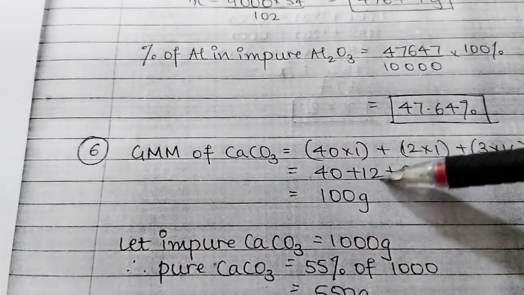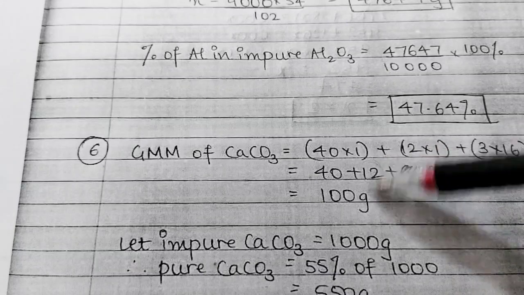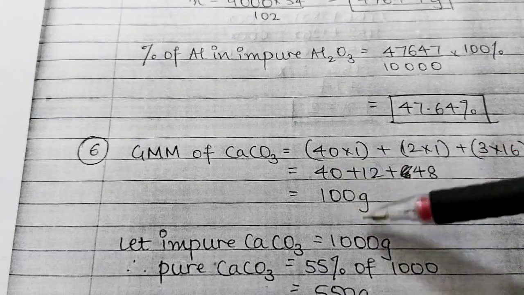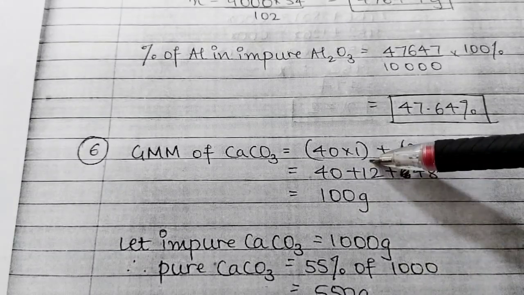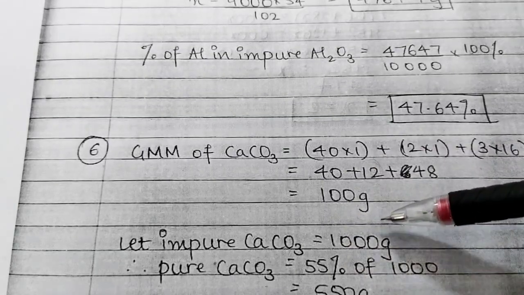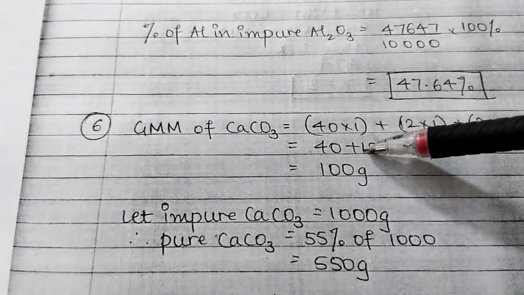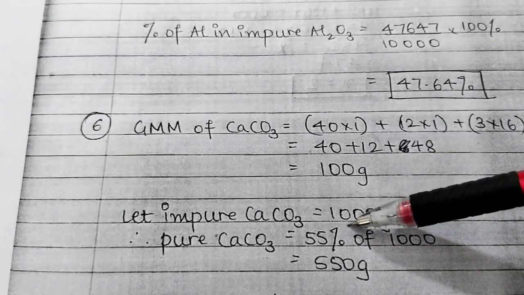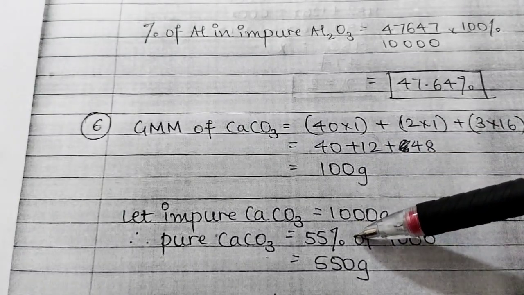Now clearly carbon has a percentage composition of 12% out of pure CaCO3. But what is the percentage of carbon in impure CaCO3? That's what we have to find out. Yeah, you could have done 12% of 55%. That would give you the answer straight away, which is 6.6%.